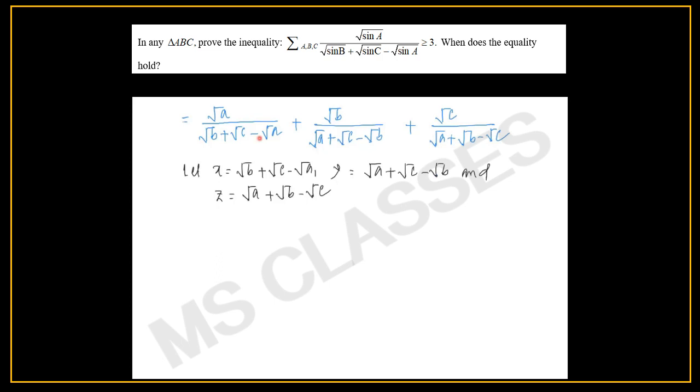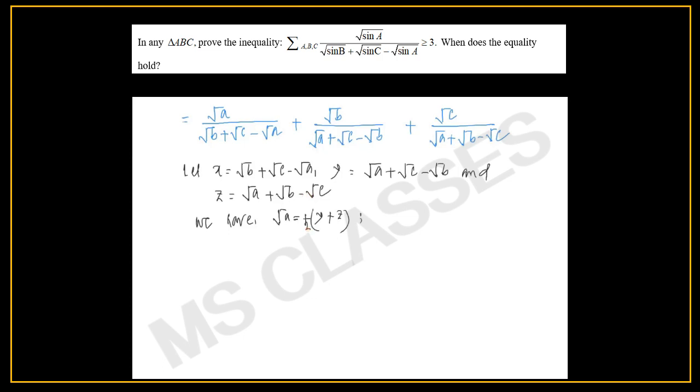So we have got the denominator values in terms of the single variable. Now the problem is we have root a, then how can we write root a? We can say here that we have root a equal to y plus z by 2. If we simply add these two expressions, we'll get twice root a, so by 2.